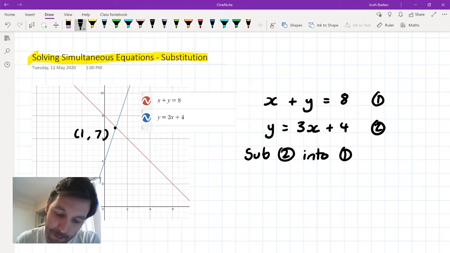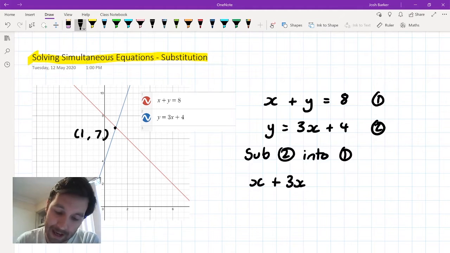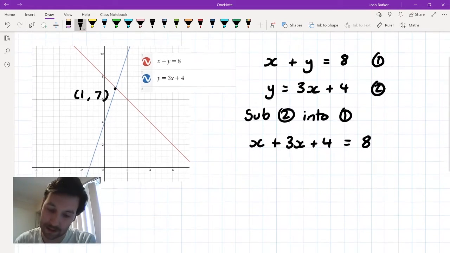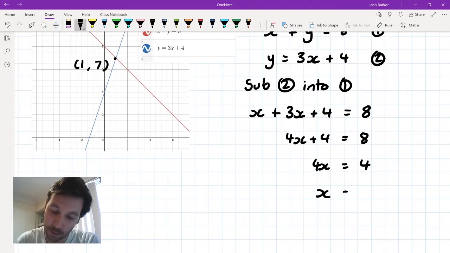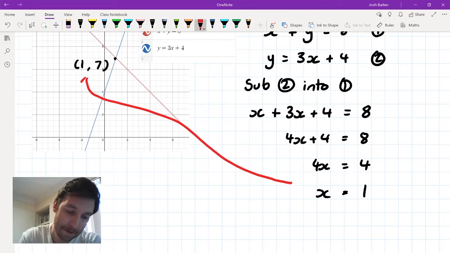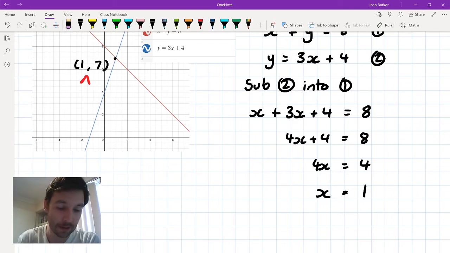So now I'm going to rewrite the first one. x plus, and I'm going to use my substituted value for y, which is 3x plus 4, is equal to 8. Now the reason that we do this is because now in this new equation I've only got one unknown, one variable, so I'm able to solve it. So by chipping away at this one, 3x plus x is 4x, 4x plus 4 is equal to 8. That means 4x is equal to 4, and indeed x is equal to 1. Look, we have the exact value for x that we were expecting to find. So we found that x equals 1 from the crossing over point, the point where the linear graphs meet.